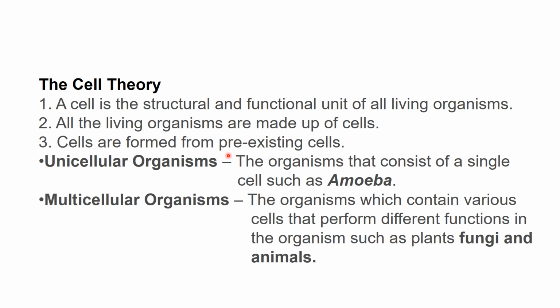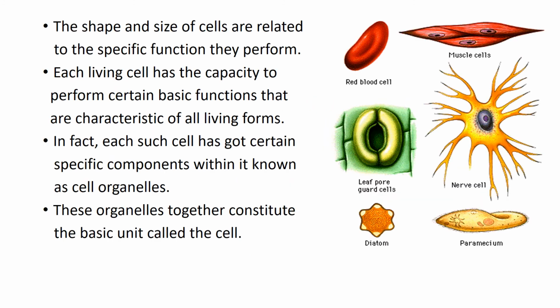And organisms are of two types: unicellular organisms as well as multicellular organisms. Unicellular organisms consist of only one cell, a single cell, like amoeba, and multicellular organisms contain various cells that perform different functions in the organism, such as plants, fungi, and animals.